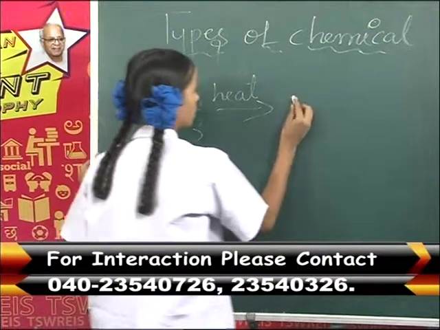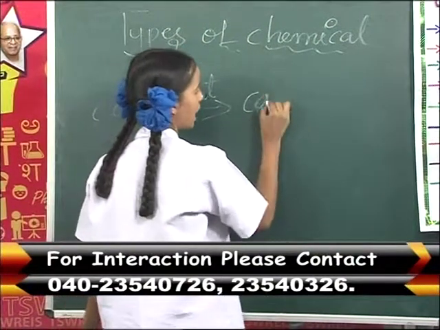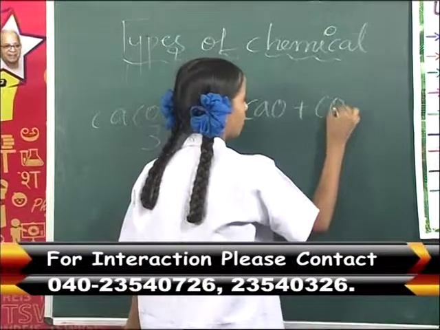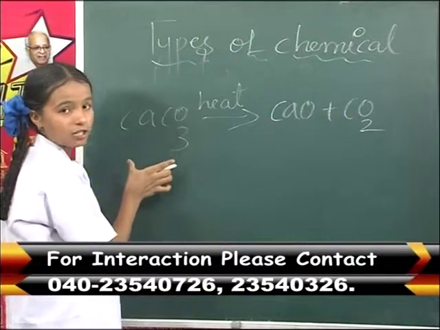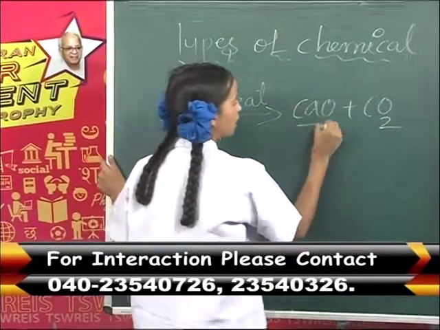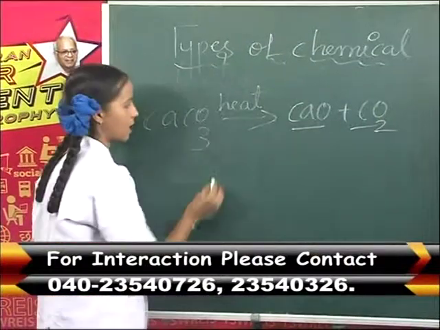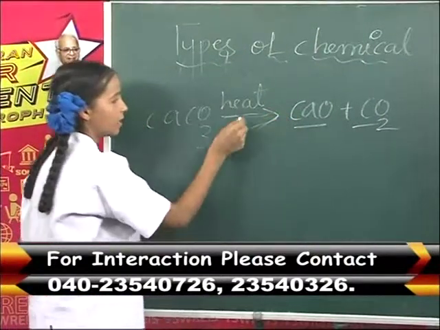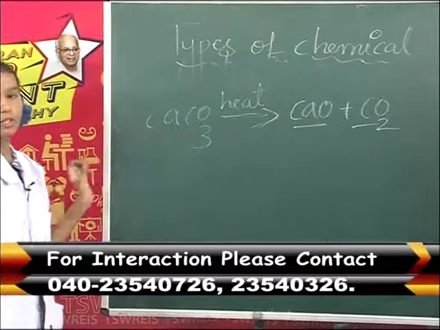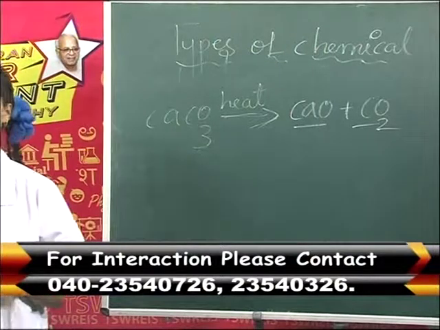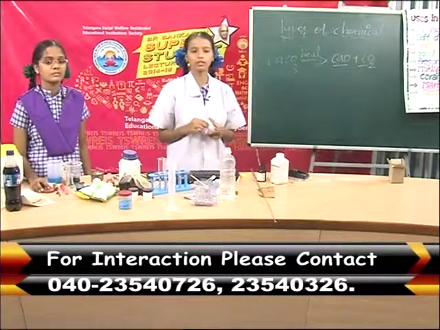We are heating calcium carbonate. It will split into calcium oxide plus carbon dioxide. We are doing this reaction with the help of heat. So the energy releasing substance is called an exothermic reaction.